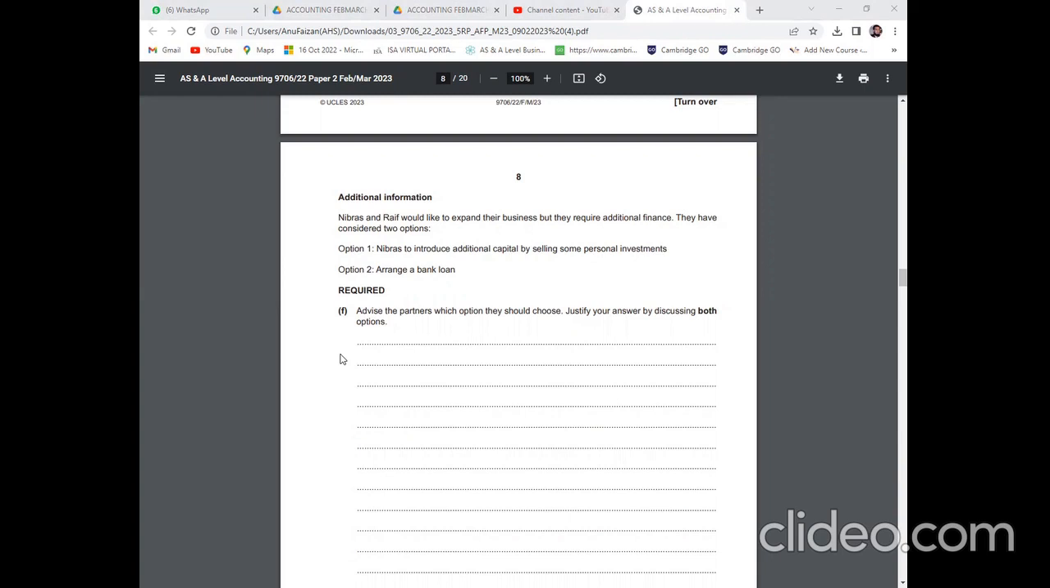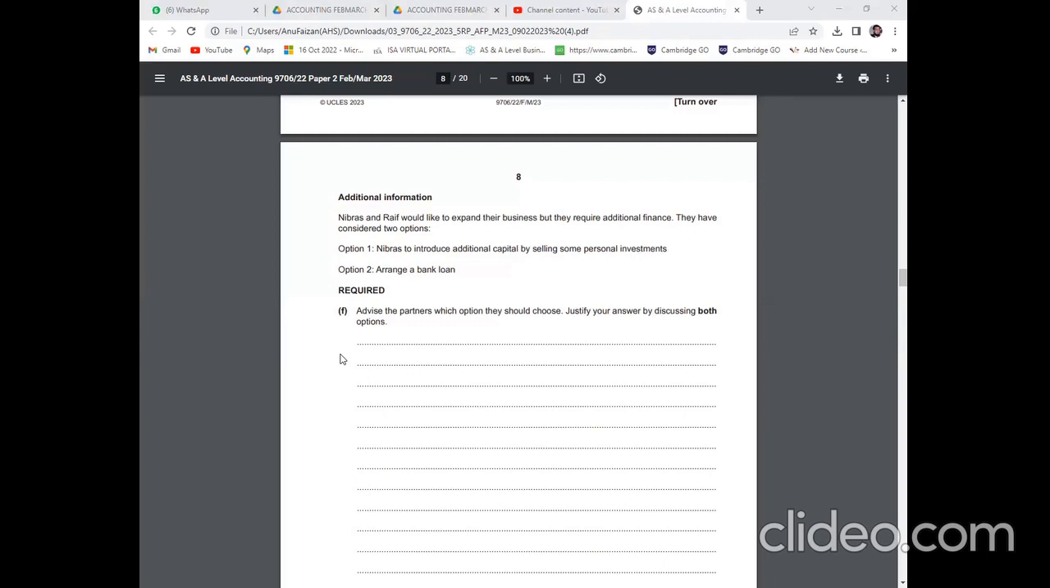Option 2, bank. If a partnership is going to take a loan from the bank, first question is whether the bank is willing to give a loan to a partnership. This is very difficult. In the practical world, it's difficult for a partnership to obtain a loan from a bank because there are too many legal problems. Then interest is going to affect the business profitability. Bank will apply some conditions. Bank is going to interfere if the monthly installment or the interest is not being paid on a timely basis. So this 7 marks is easy theory.